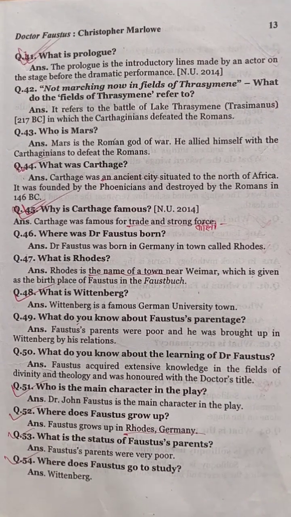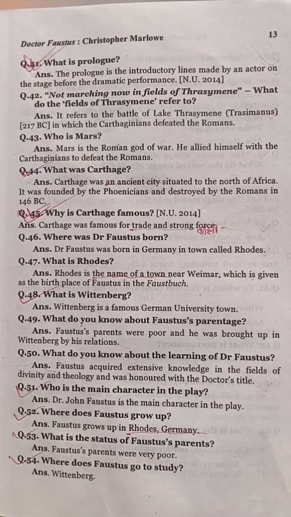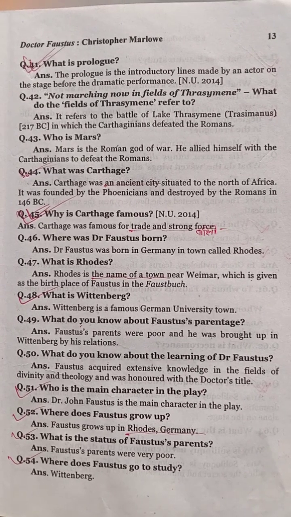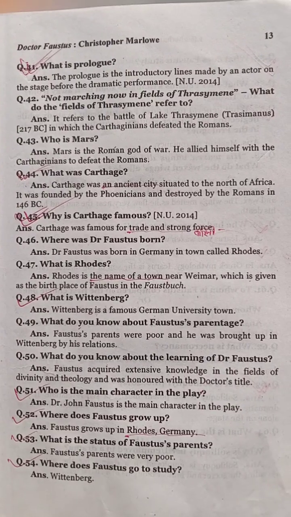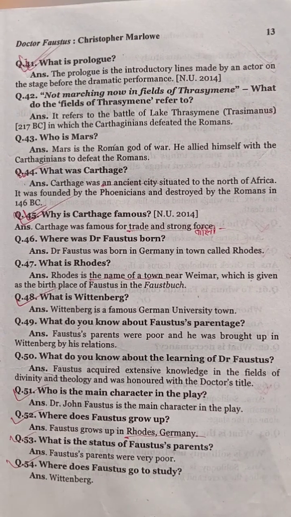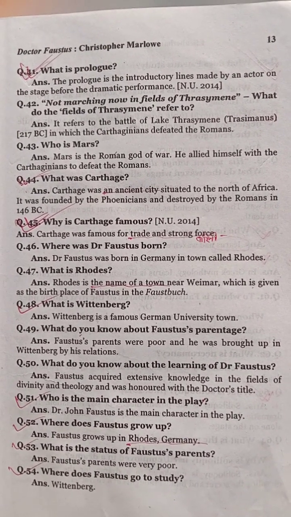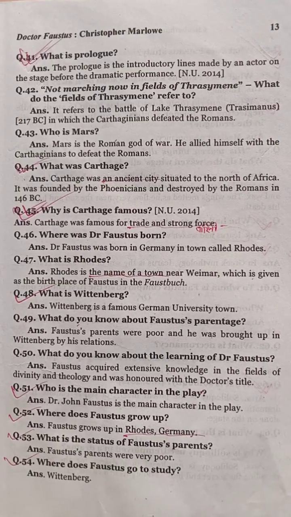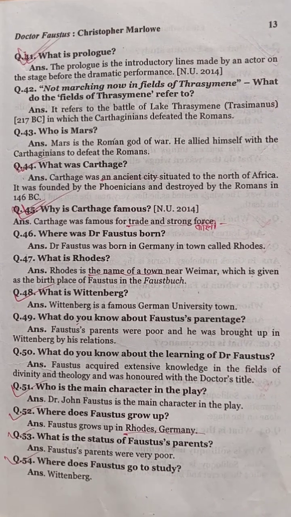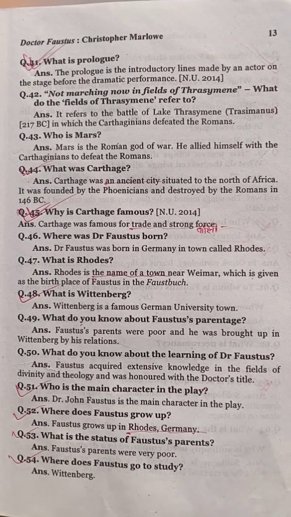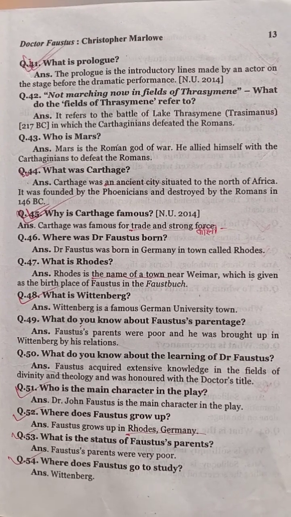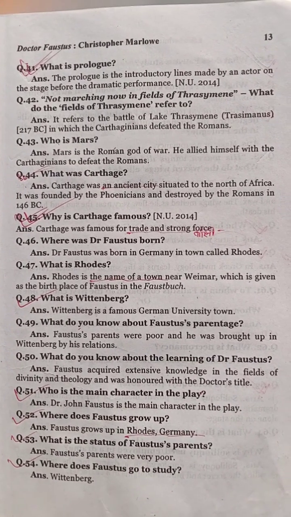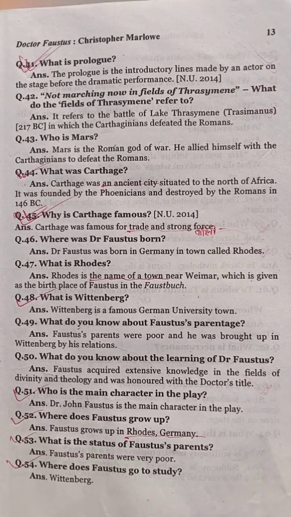41. What is prologue? The prologue is the introductory lines made by an actor on the stage before the dramatic performance. 42. "Not marching now in fields of Thrasymene." What do the fields of Thrasymene refer to? It refers to the Battle of Lake Thrasymene, in which the Carthaginians defeated the Romans.